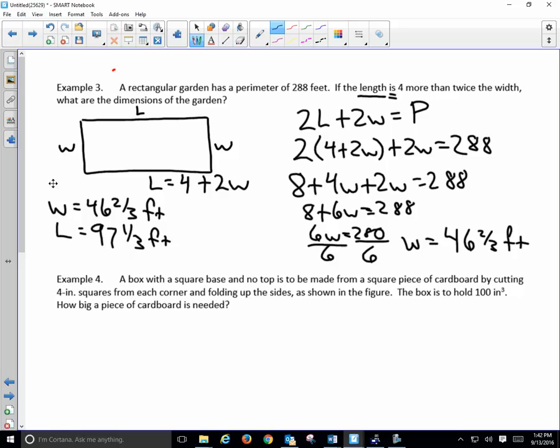It's nicely laid out. It's got a picture, it's got a formula, it's got an answer. Teacher can see the work, you know. If you double 46 and 2/3, you get 93 and 1/3. Then when you add the 4, you get.